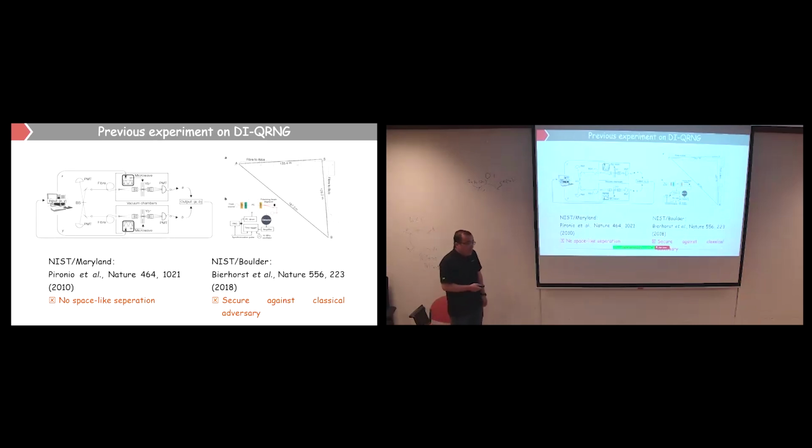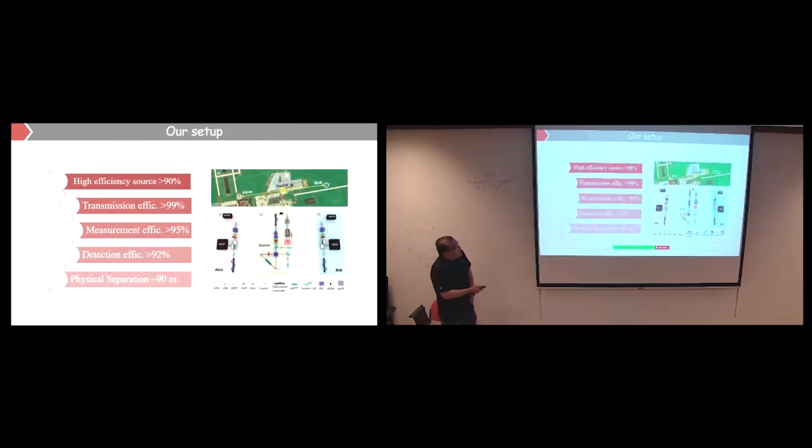Classical adversary means if the adversary doesn't have a quantum computer, it couldn't get any information from your random number. And later on, here is what we are doing. Here is our building in Shanghai, and we generate an entanglement source here, with one fiber going here and one fiber going there, and these two places are about 200 meters apart.